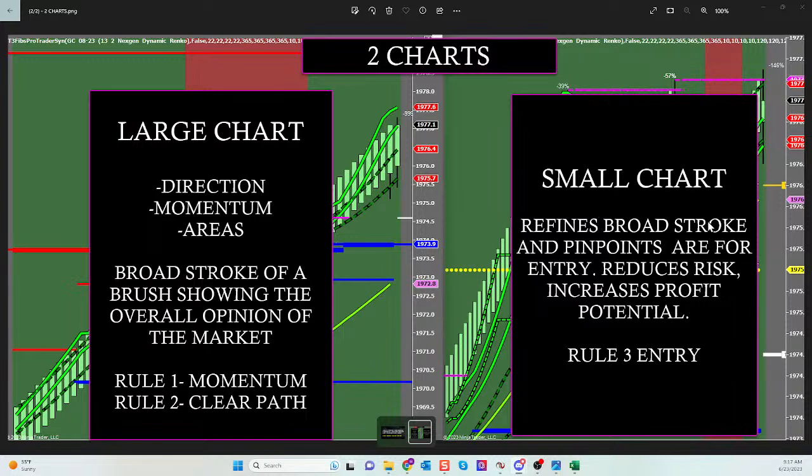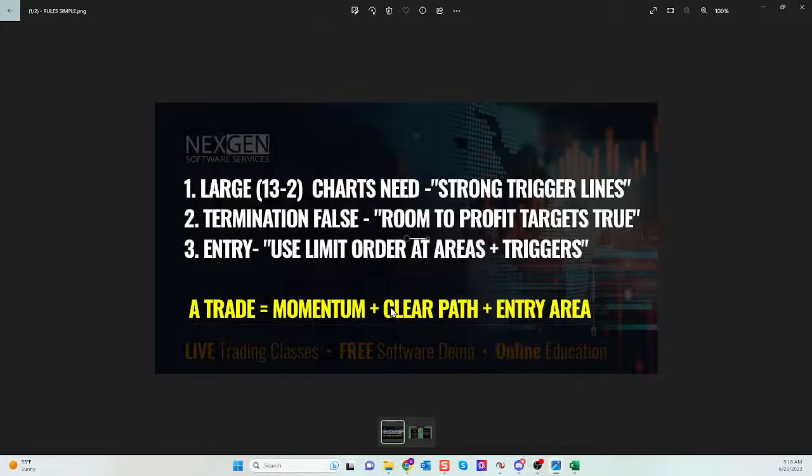This is rule number 3 for entries. You're going to pinpoint it with such accuracy that you're going to use a limit order. You're going to wait for the market to come to you at that area. This is going to allow you to reduce risk. This is going to allow you to increase your profit potential. But rule number 3 happens on the smaller chart, and the smaller chart is an entry chart. You're going to define rules 1 and 2 on the large and then whittle it down to the smaller, faster.